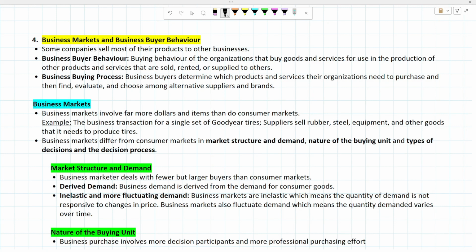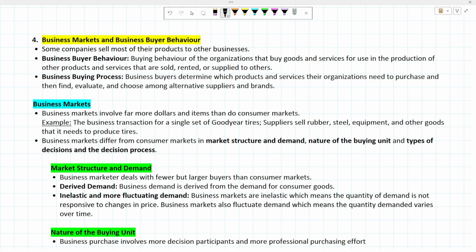So business markets involve far more dollars and items than do consumer markets. An example of this is the business transaction for a single set of Goodyear tires. You have the suppliers that sell rubber, suppliers that sell steel, another supplier that sells equipment, and all other goods that it needs to produce the tires, and they're all bought by Goodyear.